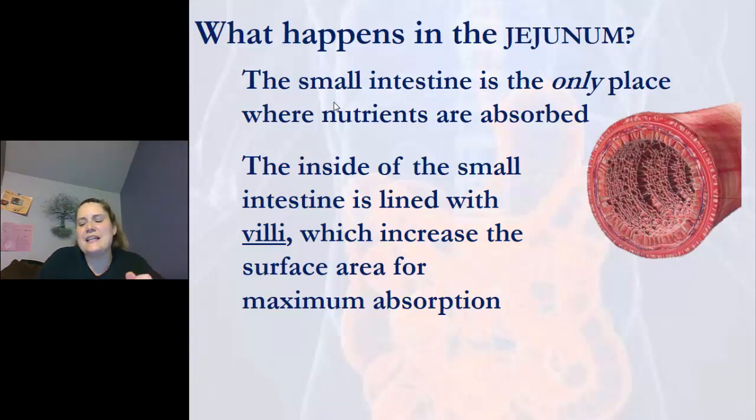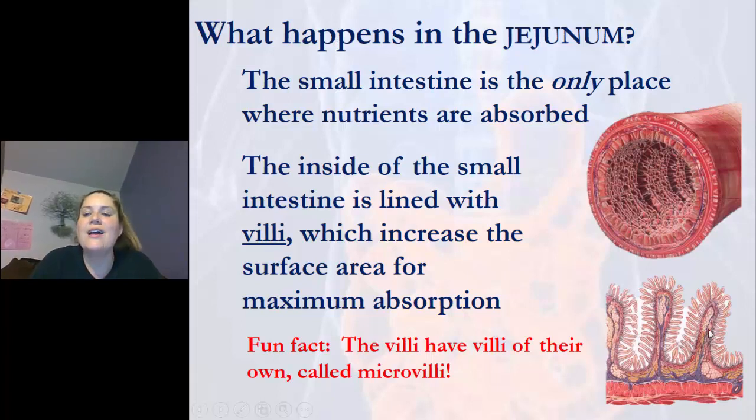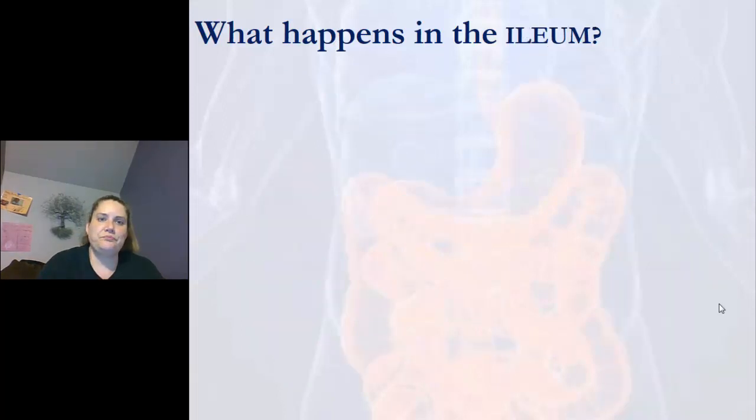And so if we've got all these bumps, that's awesome for absorption of nutrients. Well, here's what's even cooler. The villi have villi of their own called microvilli. So while you have the villi that are going up and down and up and down, they even have their own little microvilli going up and down around them. So just think about the insane surface area inside your small intestine with all of those villi and microvilli, and then how much absorption can be happening.